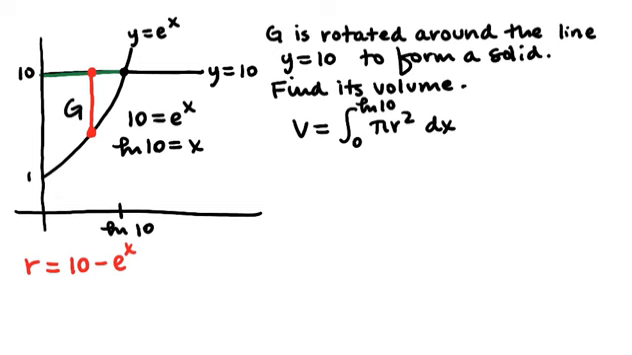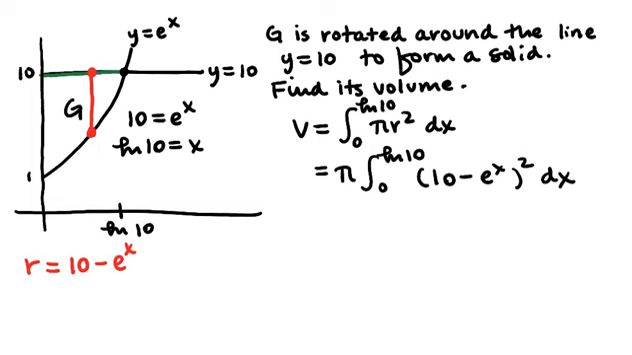Okay. And I'm going to factor out the pi, substitute in r, still integrating from 0 to the log of 10. R is 10 minus e to the x. Square r, integrate with respect to x. And that's the type of job I think, well, probably you actually don't need a calculator for, but it's not going to be a real nice number. So I would let you do that on your own.